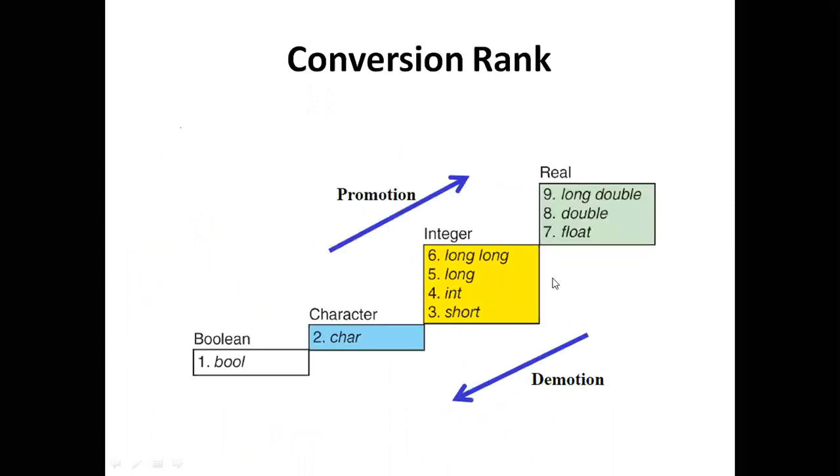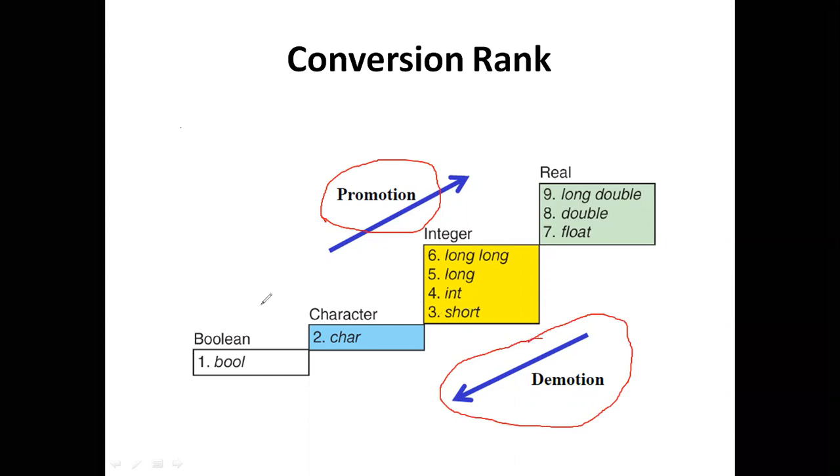Before that, what do we need to remember? Which conversions are done automatically, and which are done manually by using a programming statement? Here we have two things to remember: promotion and demotion.